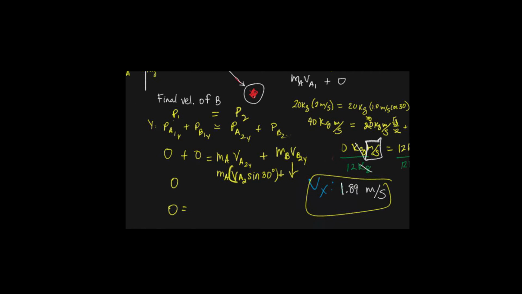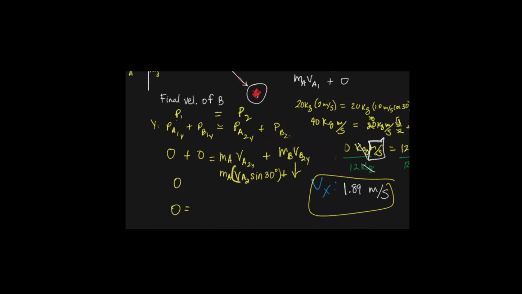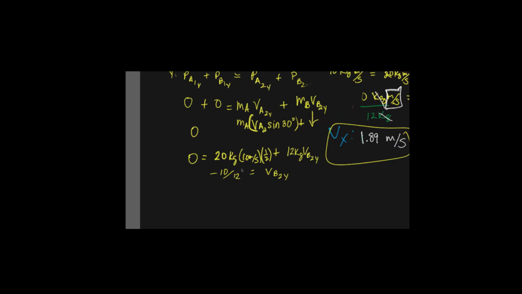Don't we know the mass of B? Isn't it still just the original mass? Yes, that is correct. So that's 20 kilograms, and that would be VB2Y. And then on this side, we have the 20 kilograms. Velocity of A was 1 meter per second, and then the sine of 30 is 1/2. So if you subtract that over, you're going to get a negative 10, and then divided by 12, that will give you VB2Y. And your units are going to be meters per second, and it will give you a negative 0.83 meters per second.